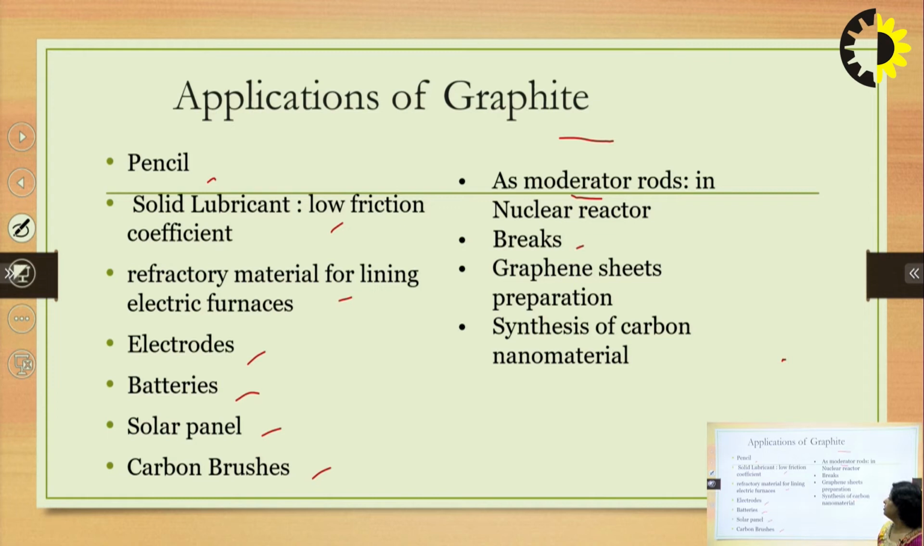Now, it can be used in brakes, and in graphene sheets. What are graphene sheets? Single layer sheets of graphite are referred to as graphene sheets. Graphene sheets can withstand temperature also. In nanotechnology, graphene sheets are much more useful nowadays, and in the synthesis of carbon nanomaterials. Once these graphene sheets are made, they can be rolled up or balled to make different materials, so they can be used in the formation of different nanomaterials.